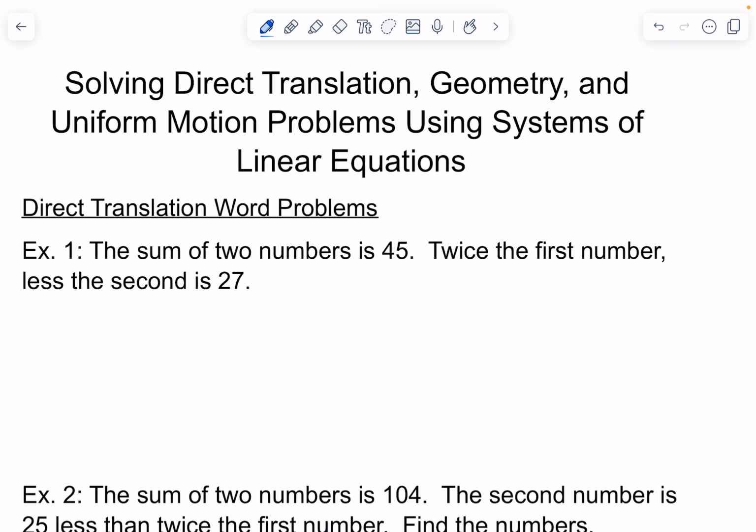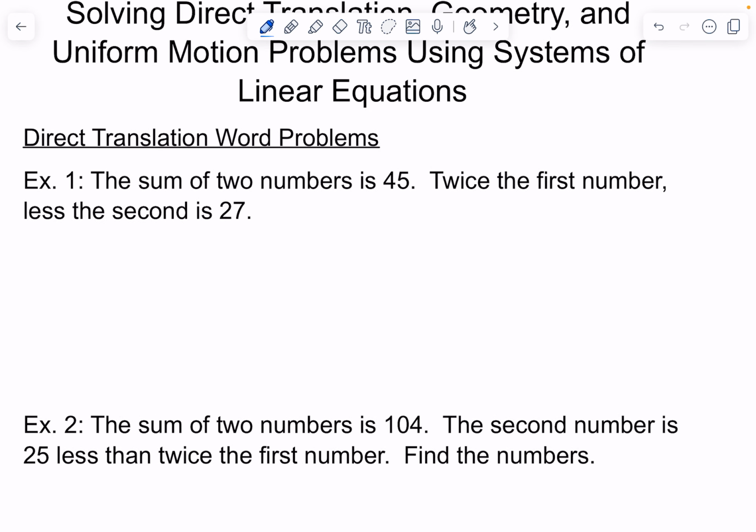Today we're going to learn how to solve word problems that involve direct translation, geometry, and uniform motion. So it's going to be a good lesson, very powerful, very important. So try to pay attention and do your best. All right, so let's get right to it.